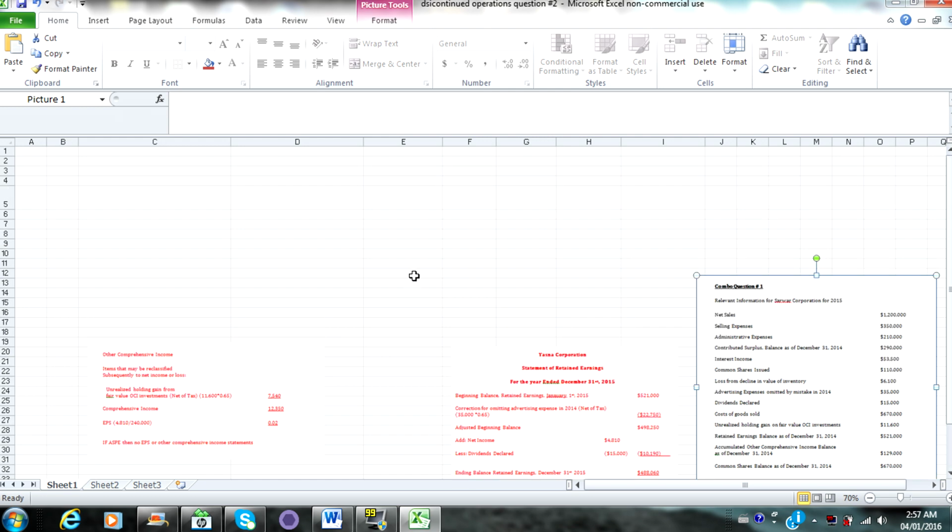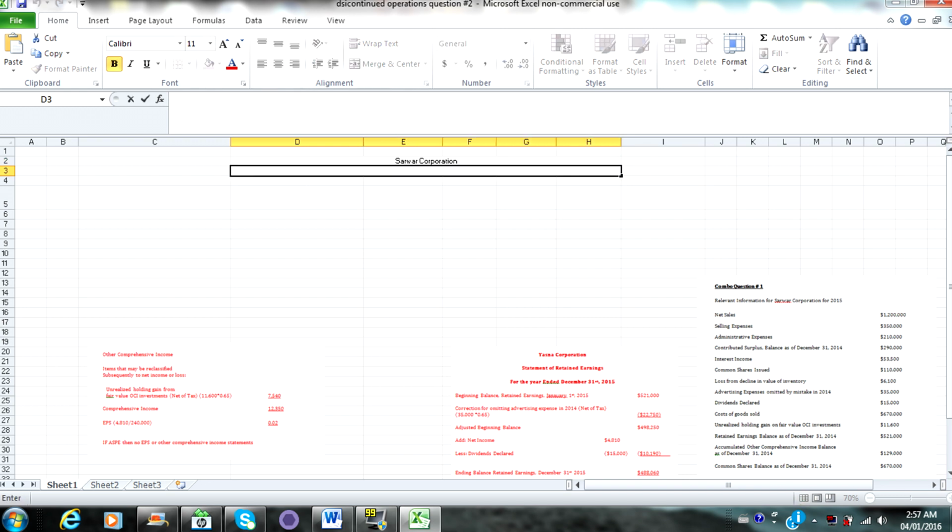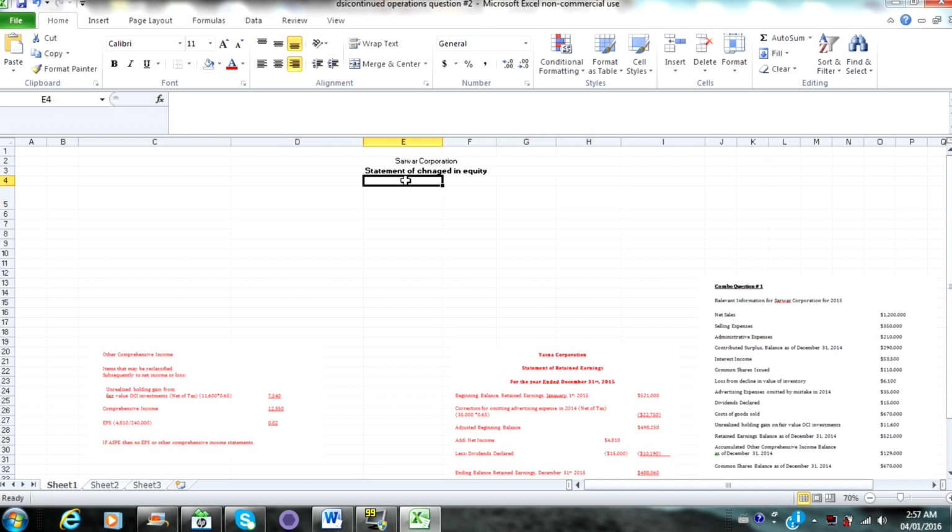Okay, so we're just going to move all these screenshots down here, and of course you're always going to start with your header, right? We are the Sabra Corporation, and this is a statement of changes in equity. Oh, let me fix my key here, it's falling off. My keyboard is breaking, by the way.